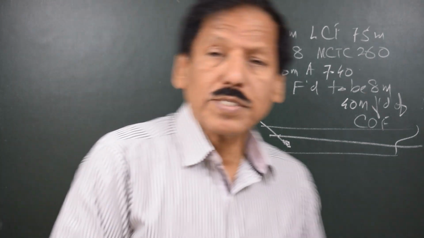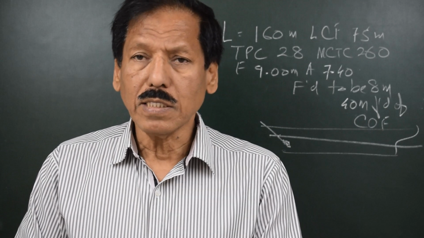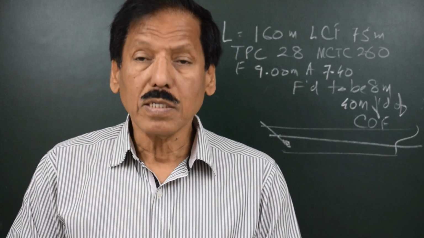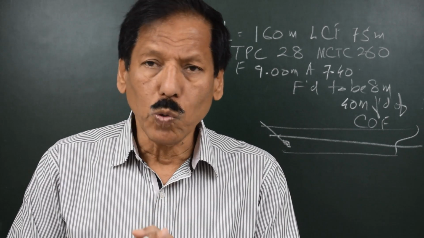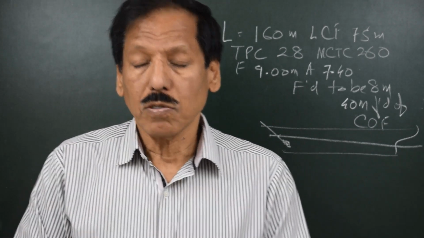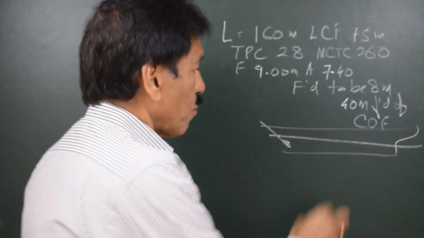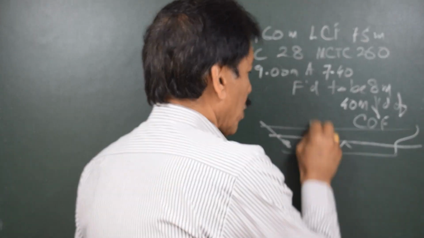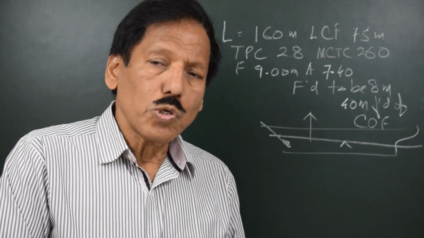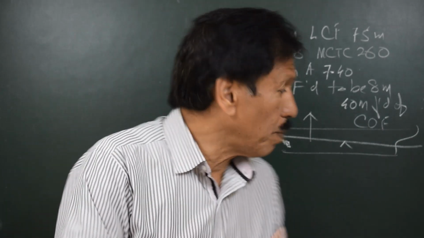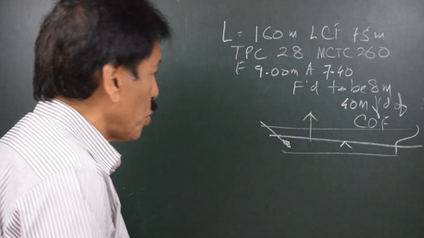I tell the boys that draft at any point changes because of two basic reasons. One is bodily rise, and the other one is change of draft purely due to change of trim. So we have a location that is 40 meters forward of the center of flotation. From this position we need to discharge. We assume that while we discharge these weights, the basic stability parameters like TPC, MCTC, etc. don't change.